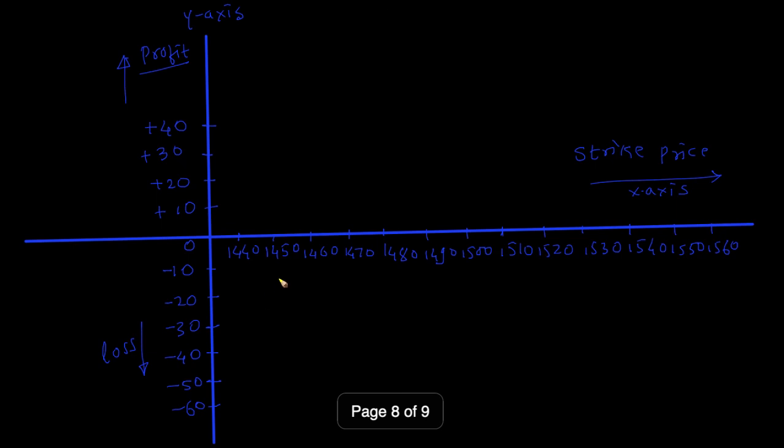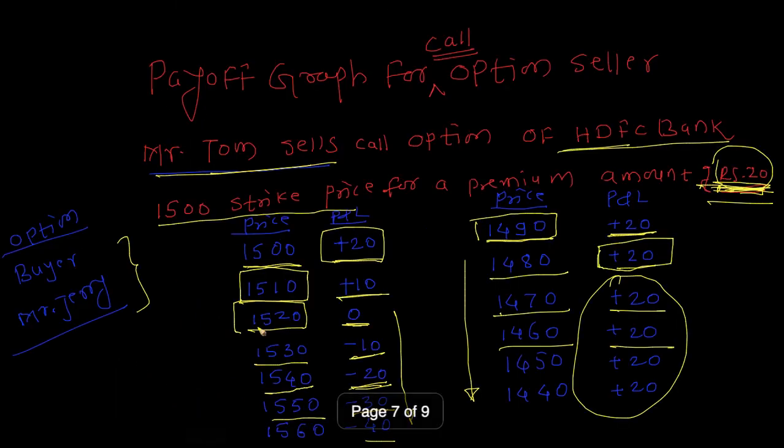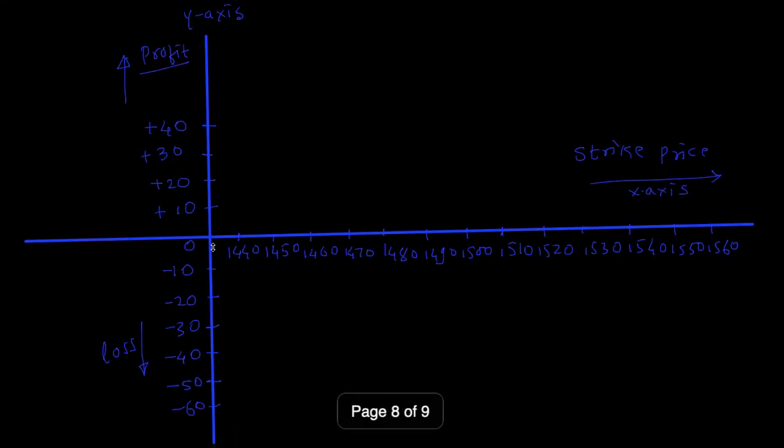So let's say this is the payoff graph. We'll draw the payoff graph here. Again, this is the strike price of HDFC Bank, starting from 1440 to 1560, and then this is profit and loss. So let's plot this payoff graph here. I'll start from 1440, because on my graph here, this first point is 1440. So I'll start from here.